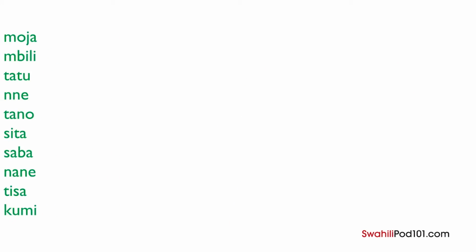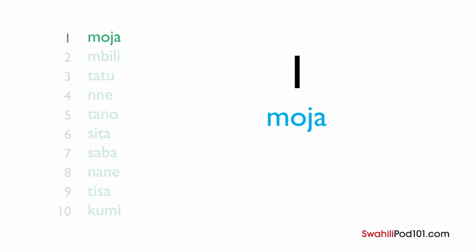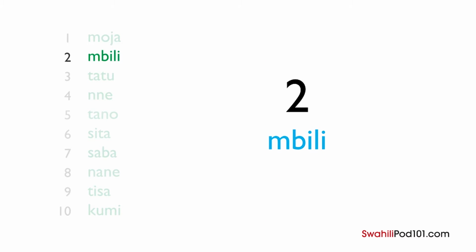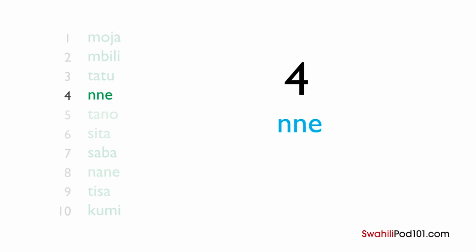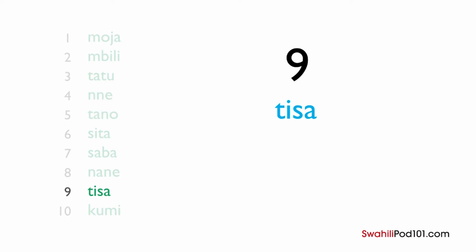Okay, now repeat after me. I'll say the numbers and give you time to repeat each one. Moja. Mbili. Tatu. Nne. Tano. Sita. Saba. Nane. Tisa. Kumi.